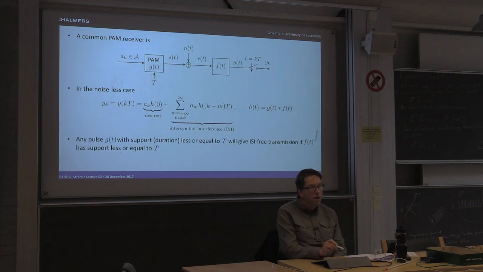And here we see it actually. A common receiver for pulse amplitude modulation looks something like this. Again we have some symbols which carry data. The pulse amplitude modulator forms the transmitted signal s. It goes over the channel, and typically the channel adds some noise to this. That is what destroys our ability to communicate. So the received signal is the transmitted signal plus noise.